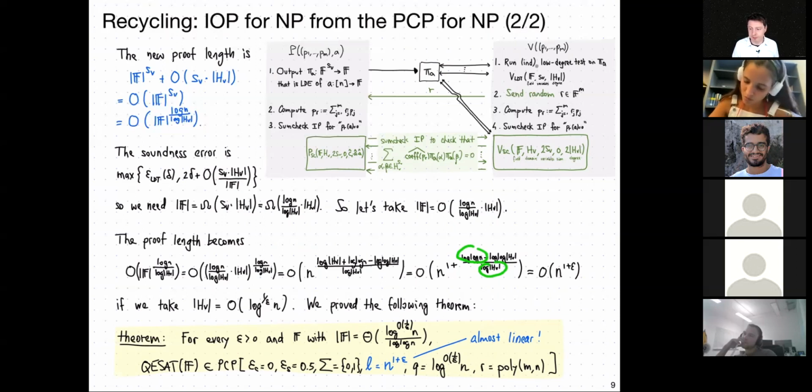Let me just, there's one more slide and it's not a complicated one. This is maybe the more complicated one. Any further questions about this slide? Okay. We just described an IOP, our first IOP, okay? And then computed the proof length to check that indeed it is asymptotically smaller than the PCP we took inspiration from.